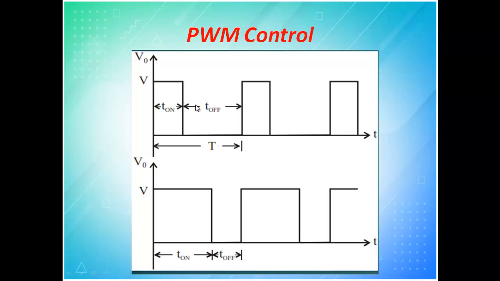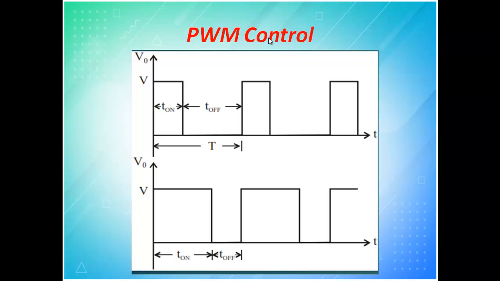So what is changing? Only T on and T off is changing. You can see here a small T on with greater T off, here with greater T on and small T off. So by varying T on without varying the time period, we call it PWM control. I am repeating, in PWM control, T is kept constant or F is kept constant, both mean the same, because F is equal to 1 by T. So if F is constant, T will always be constant.